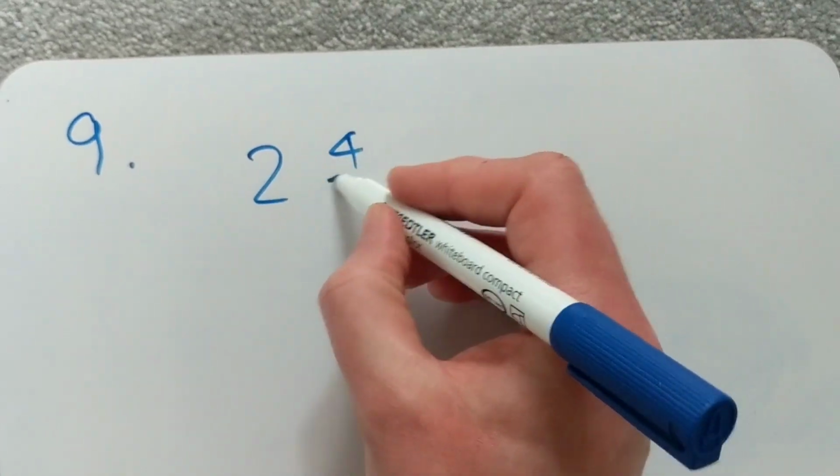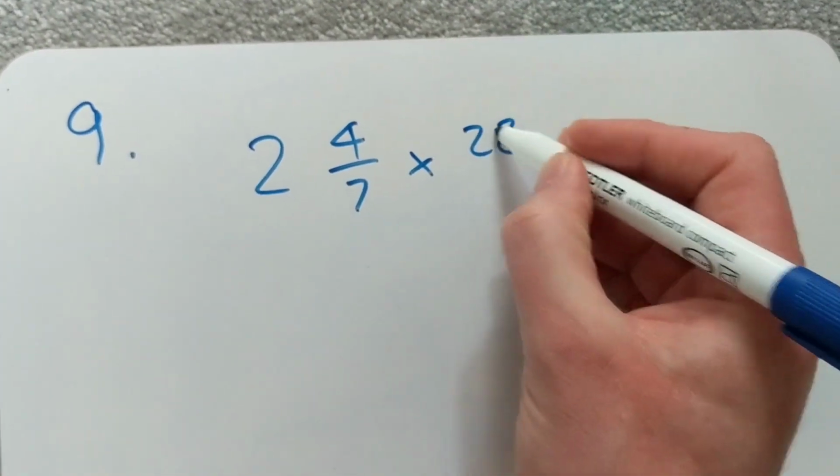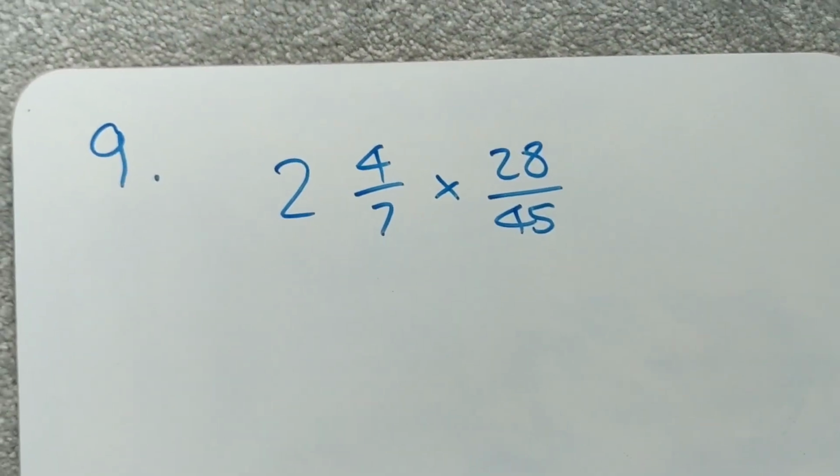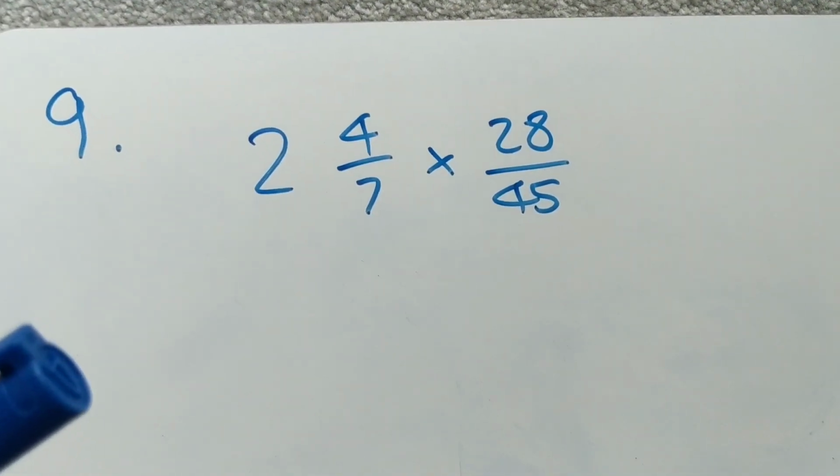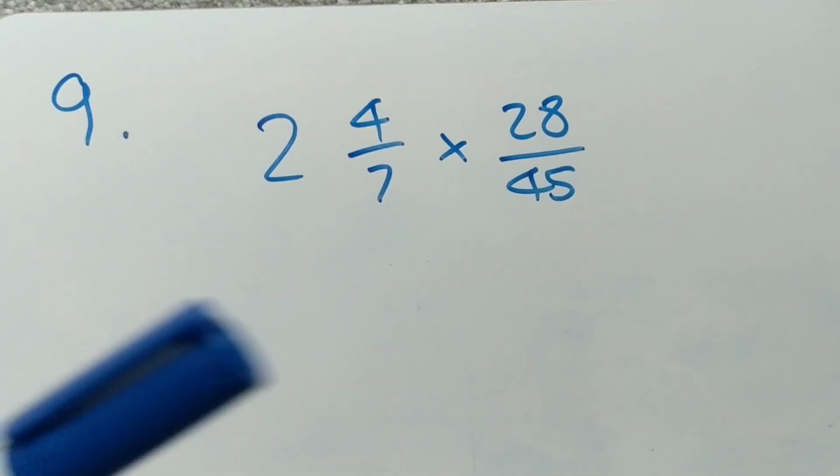Right, question 9, pretty straightforward, and it says a fraction question. So 2 4/7 times 28 over 45. Alright, so you've got that to start with. So usual story with any fraction calculation, you want to work with top heavies and then times and across.